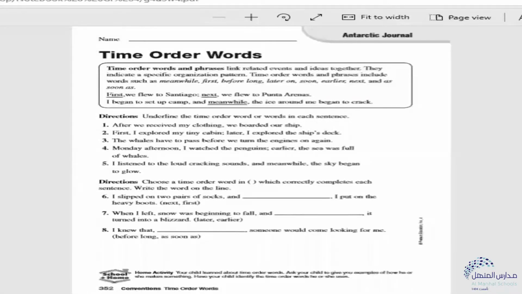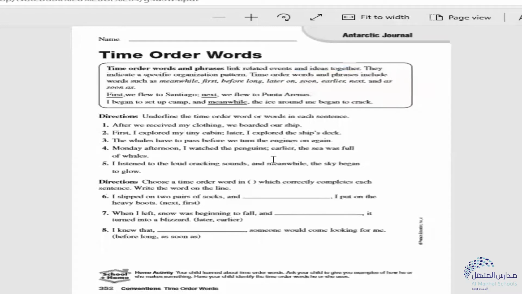Good afternoon, grade 4. Today we will be discussing time order words in our grammar lesson. So what are time order words? Time order words and phrases link related events and ideas together. They indicate a specific organization pattern.